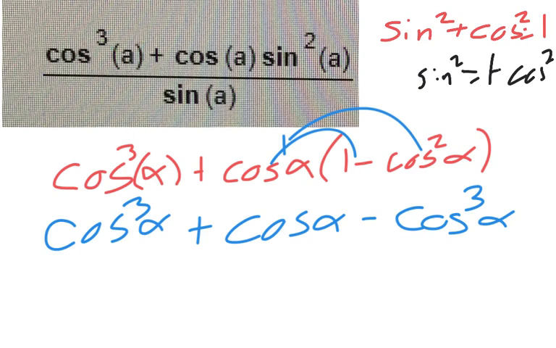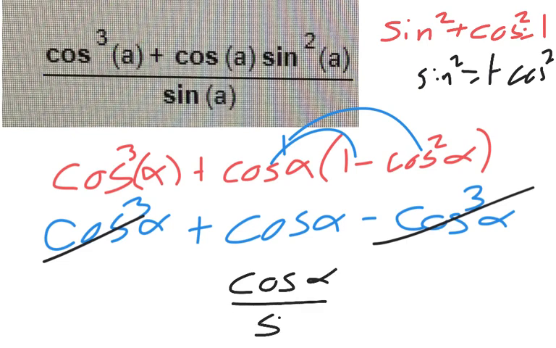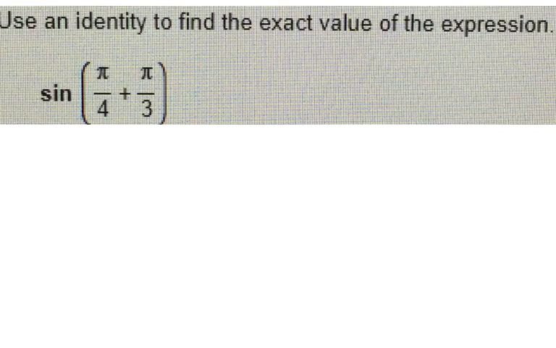That's your second answer. Now we're combining like terms. So I have a cosine cubed minus a cosine cubed, so those cancel. That leaves me with cosine of alpha in the numerator. That's the third answer. Over sine of alpha. And then cosine over sine can be rewritten as cotangent. That's the fourth answer.